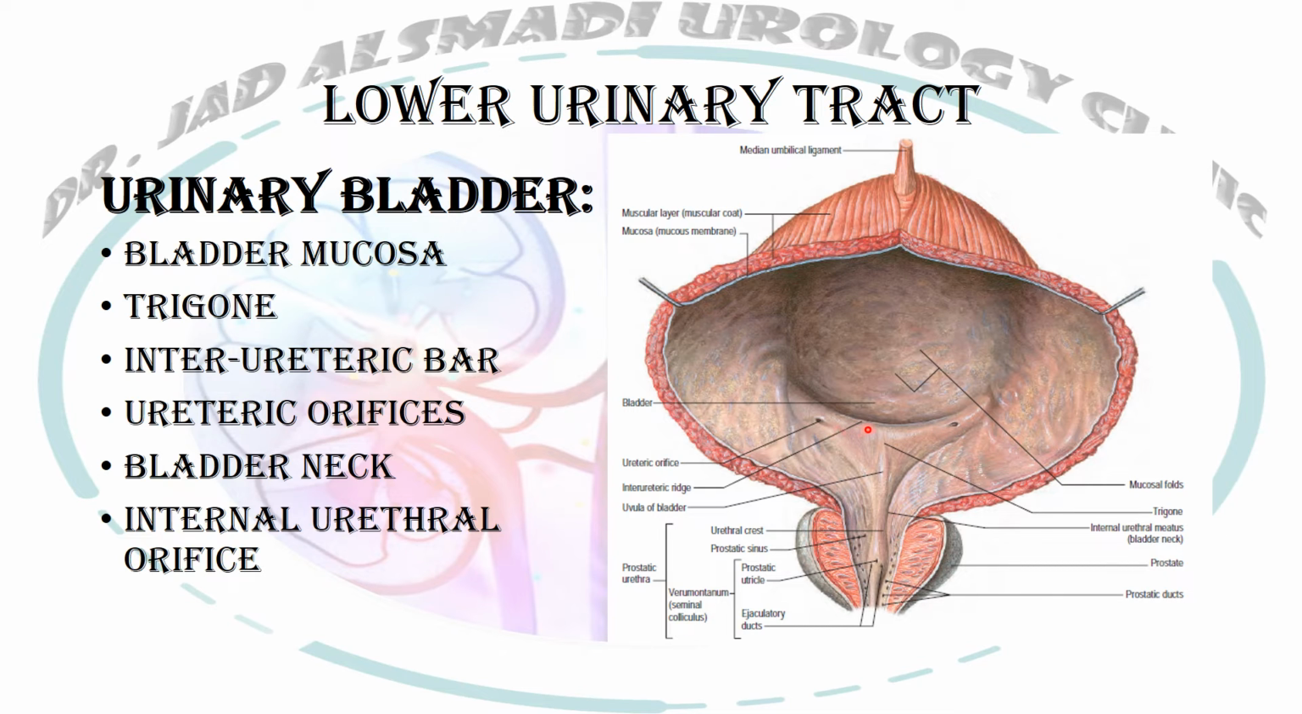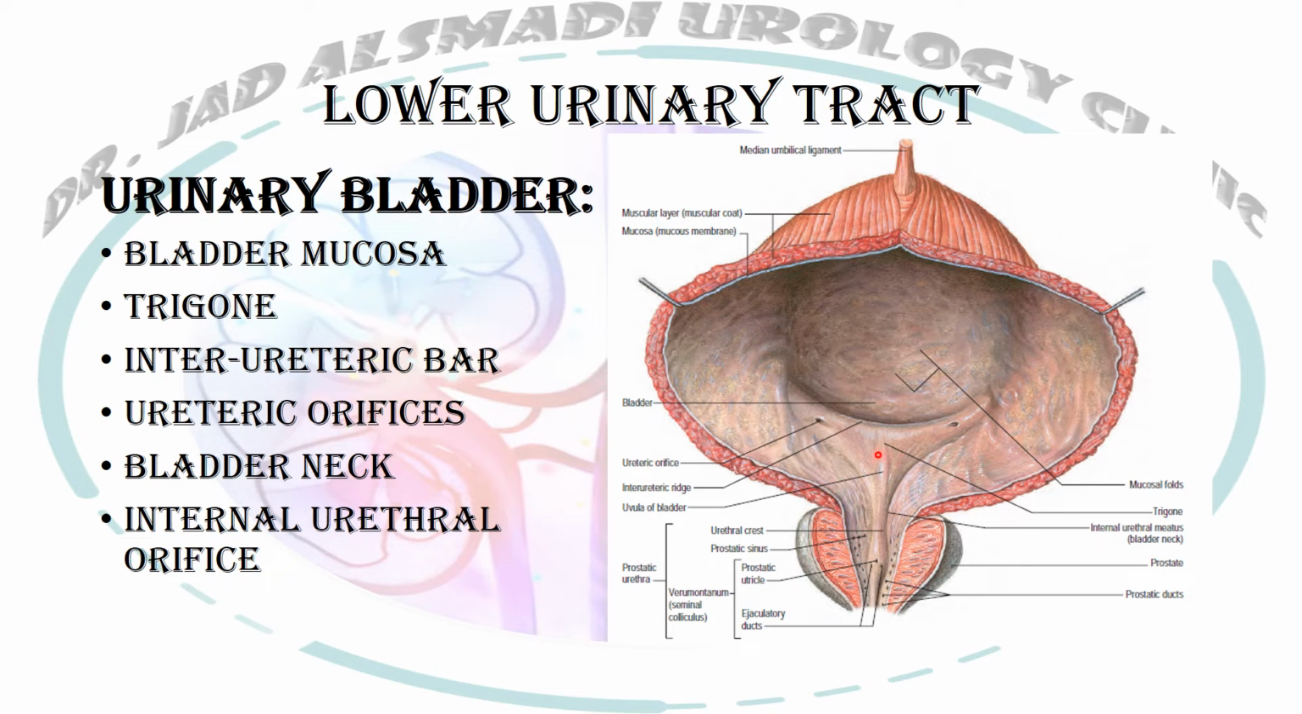It also has different names, like Mercier's bar, or the bar of Mercier, which connects the two ureteric orifices with each other. It forms a direct continuation to the vesical wall of the ureteric internal longitudinal muscles around the ureters.